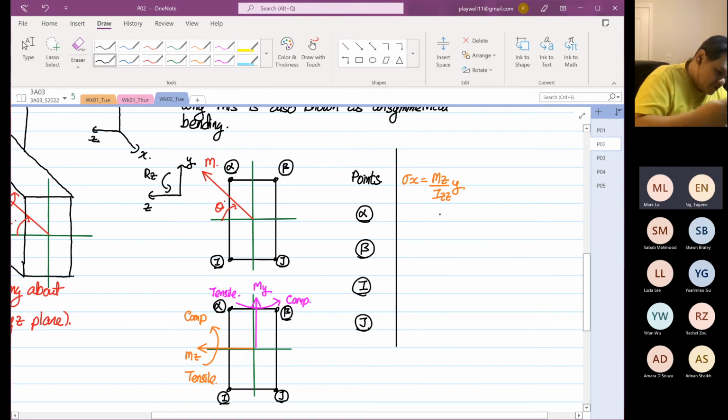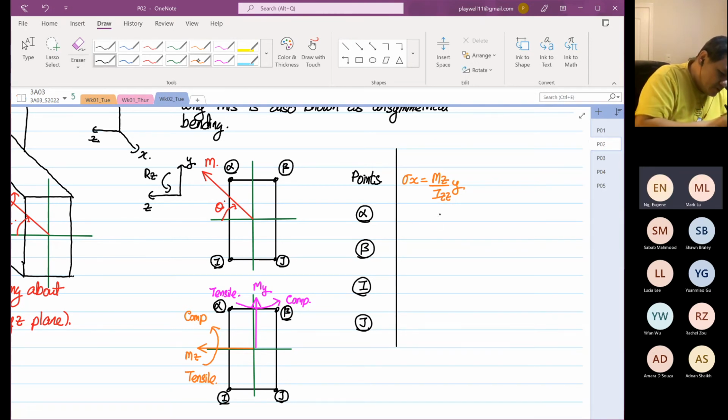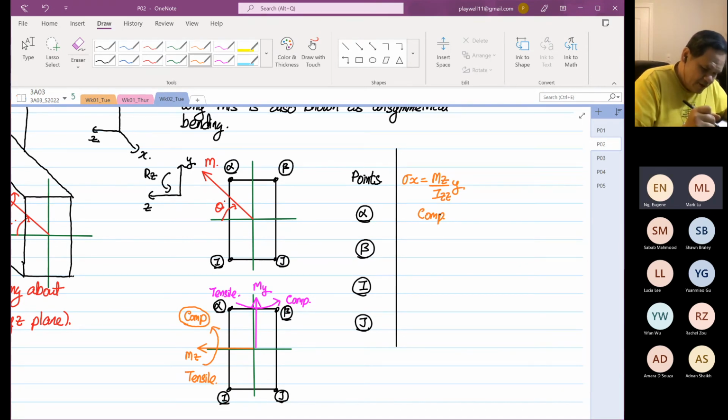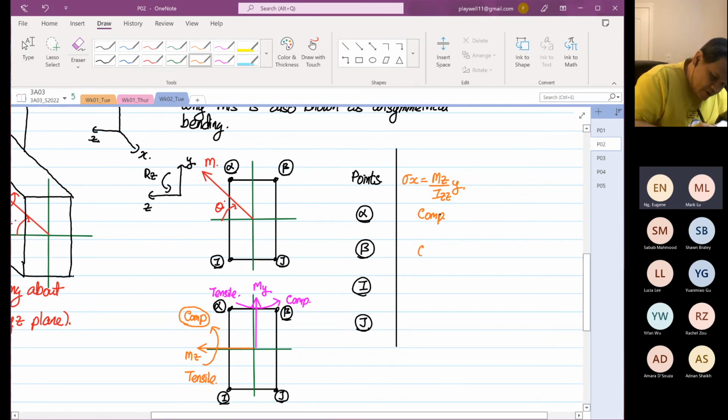Okay, we know it's under compression. Can you all see that? Yes or no? Right, we know it's under compression, because if we look at Mz, above the zz axis, anything above the zz axis is under what? Compression due to Mz. If you look at point beta, again, due to the loading of Mz, it is also under what? Compression. And compression, we tend to give this negative.